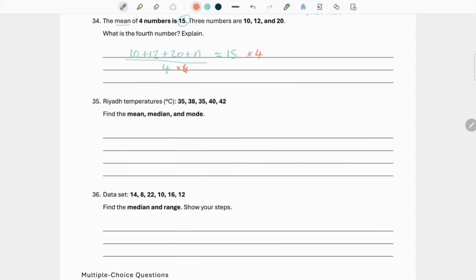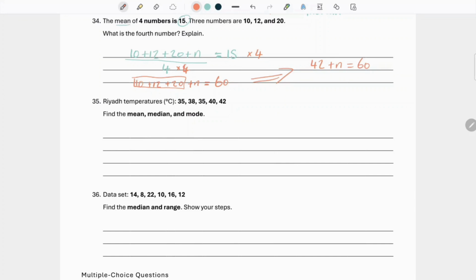We end up with 10 plus 12 plus 20 plus n equals 60. 15 times 4 is 60. Now, we could add all of these together. 10 plus 12 plus 20, which equals 42. Let's just do our working out here. There's no space at the bottom. So we end up with 42 plus n equals 60.